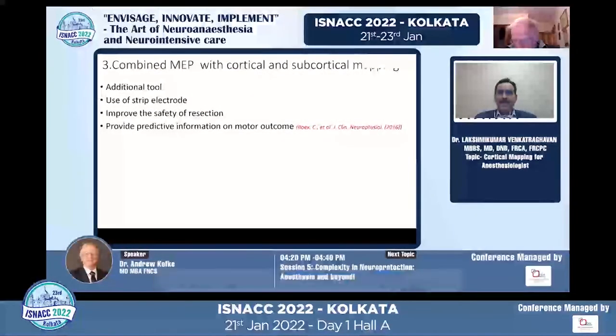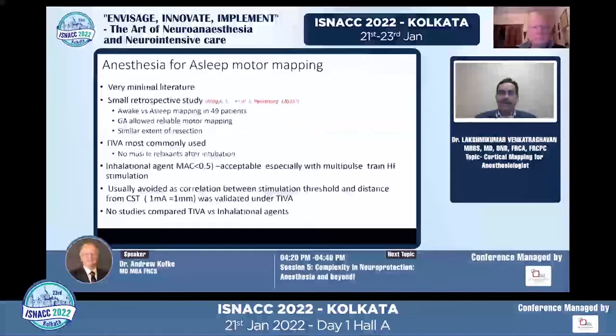The combined MEP with the cortical and subcortical mapping is usually done with the addition of a strip electrode. So in addition to cortical mapping, you can do continuous motor evoked potential monitoring, and it provides predictive information of the motor outcome and improves the safety of resection, because they do the mapping and then it is followed by the resection. During the resection process, they may cause more harm, so continuous monitoring with MEP may be an additional tool that gives you information during the resection part of it.